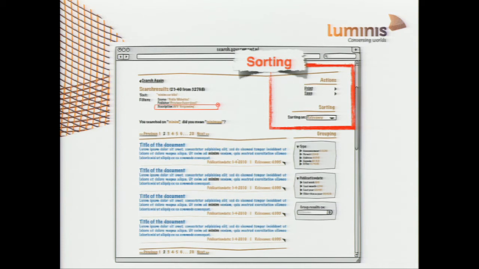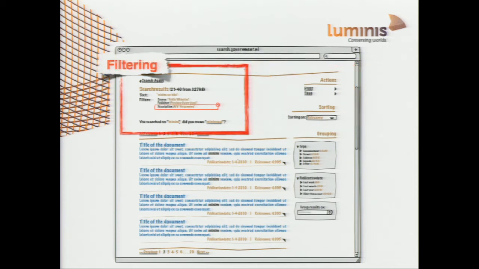So having a domain-specific sort functionality is very important in enterprise search. And then, of course, the last thing is filtering. Sometimes, based on the domain definition, you want to exclude results from your query.